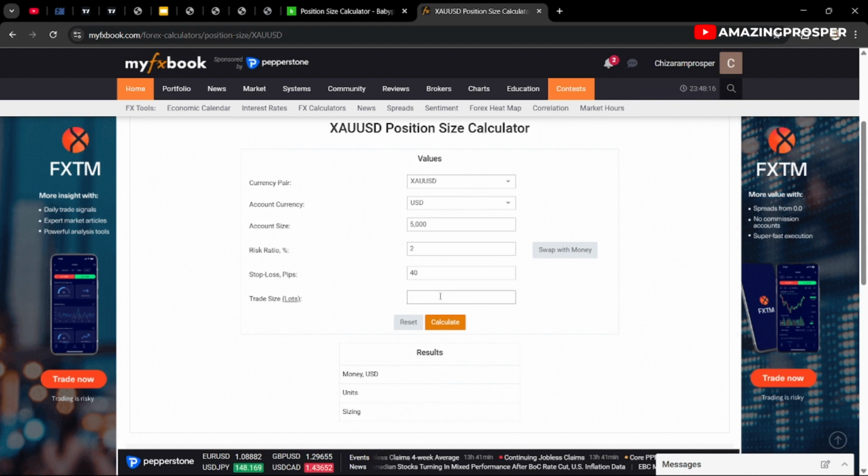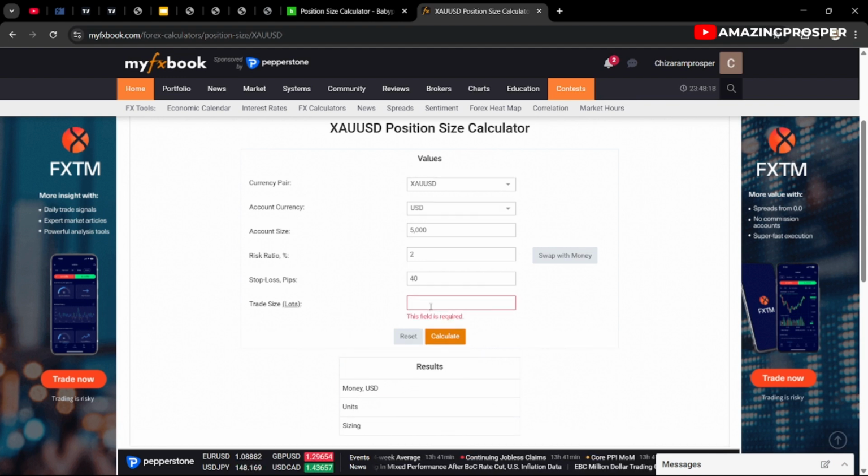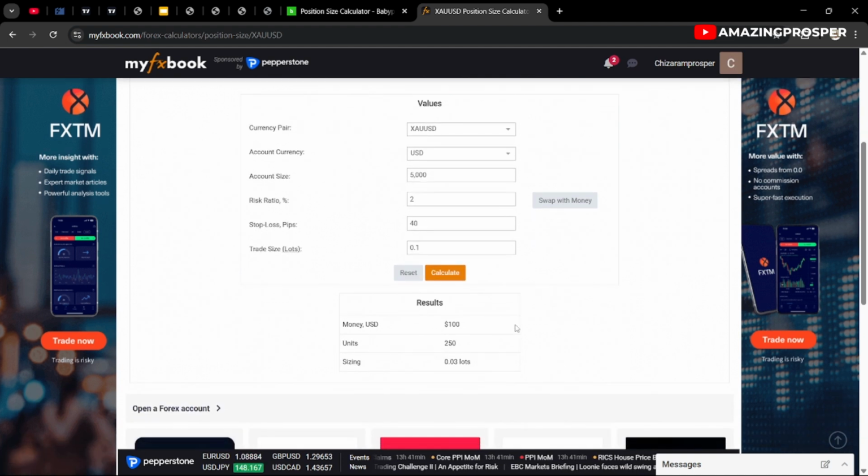So you do this, 0.5, 1. So let's click. So 0.1 money yield $100, unit 2.50, size 0.03 lot size. That's what you're going to use if you are trying to lose 40 pips, want to lose 2%. That's what you're going to lose.